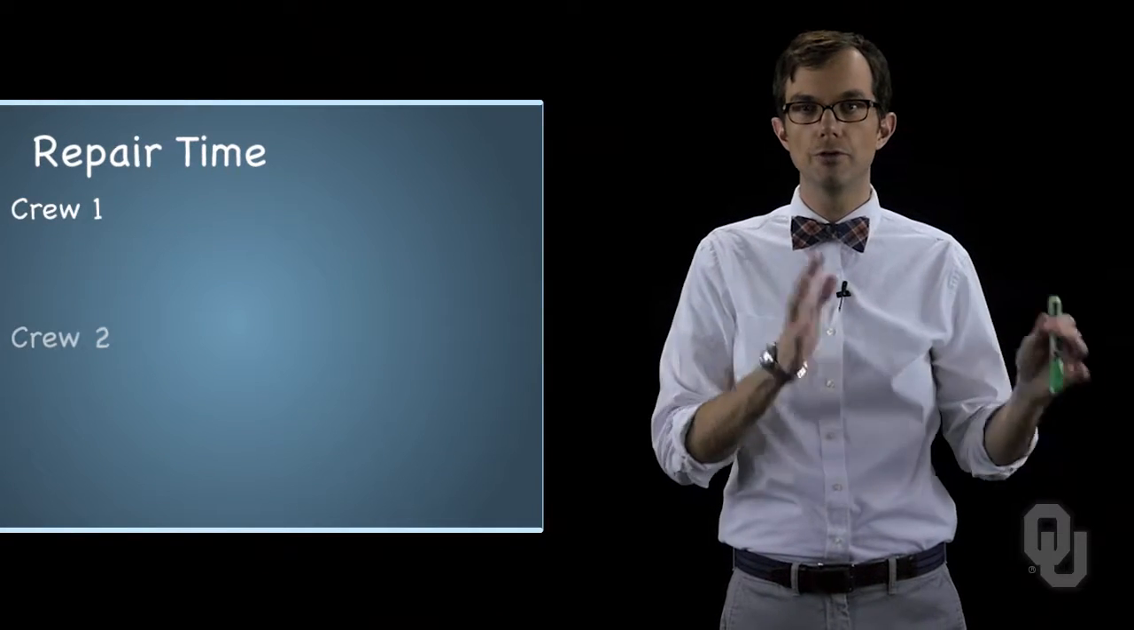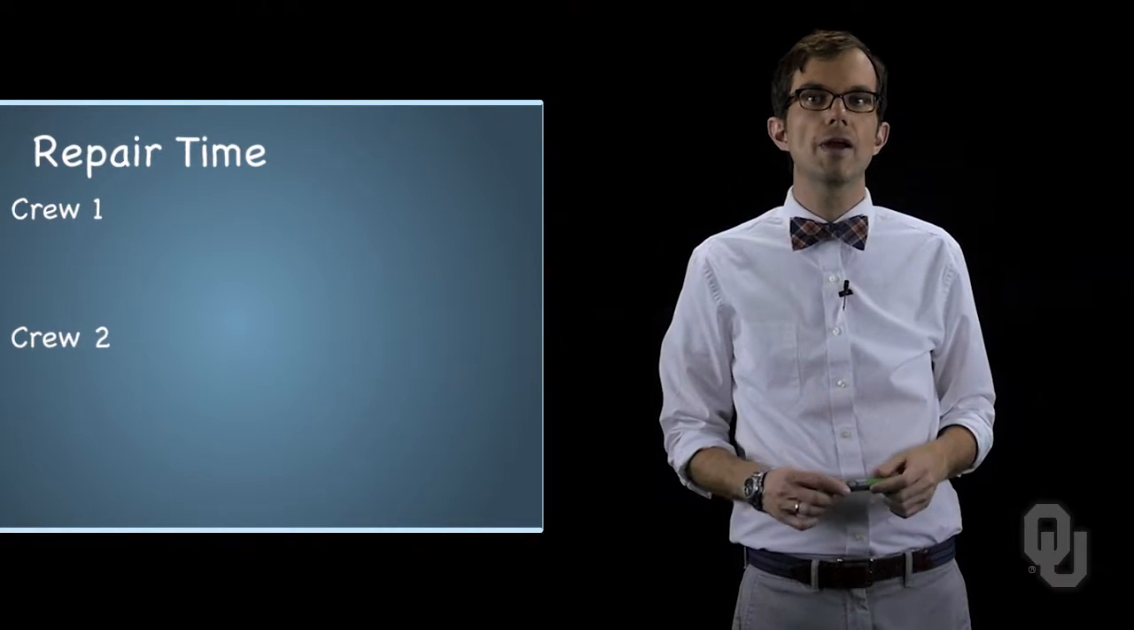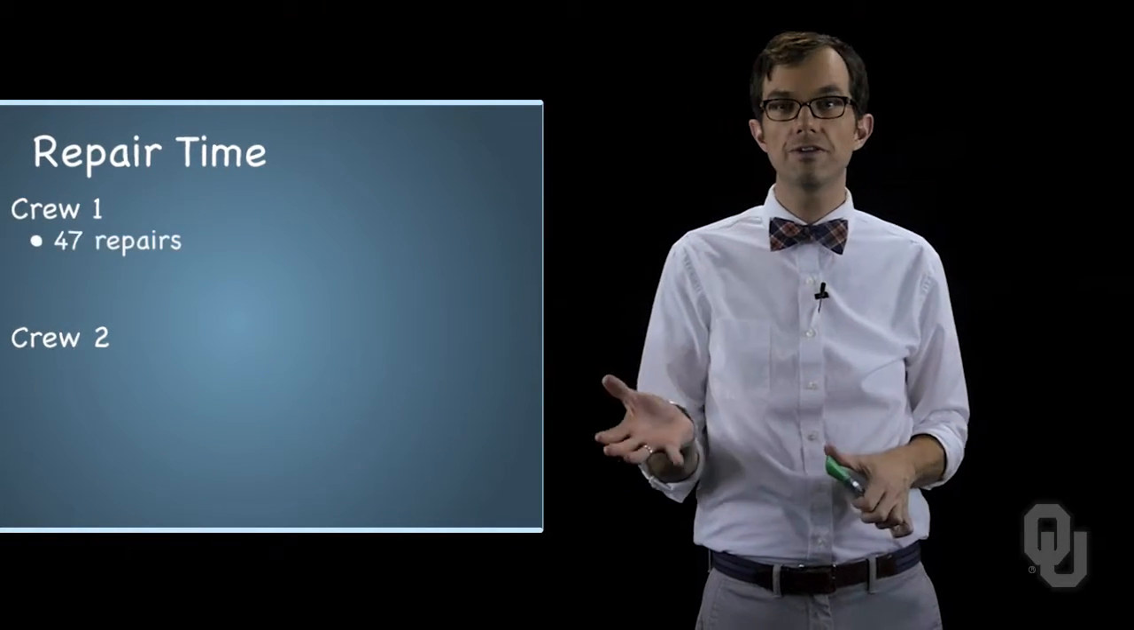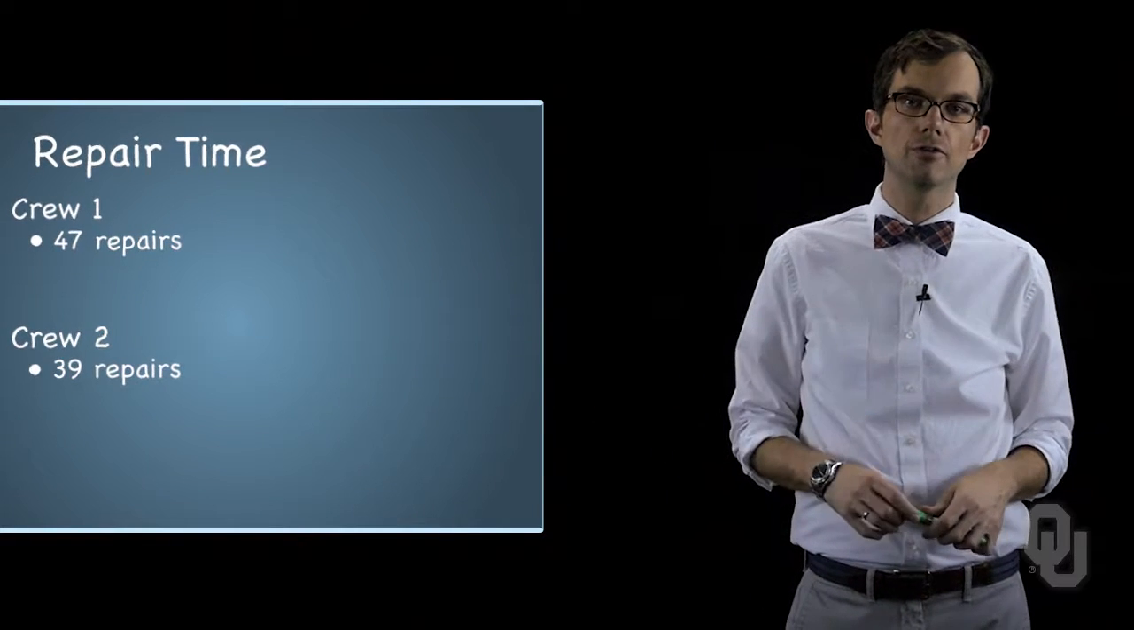Let's look at one more example. Say there are two work crews that repair similar aircraft components at a large aircraft maintenance repair and overhaul depot. The two work crews are Crew 1 and Crew 2. A sample of recent repairs was collected for both crews, 47 for Crew 1 and 39 for Crew 2.